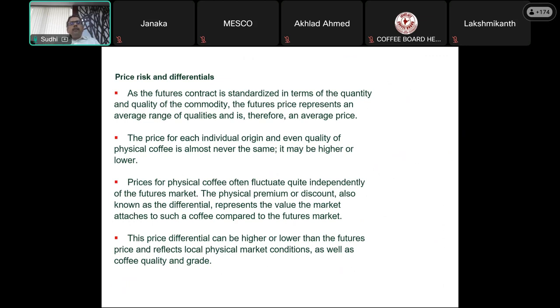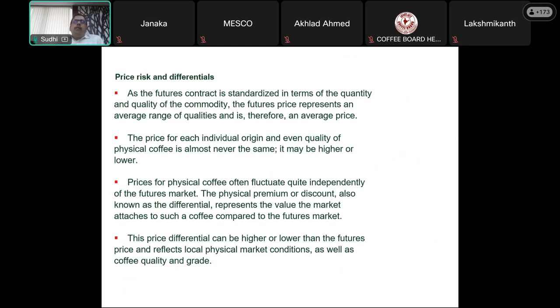So prices for physical coffee often fluctuate quite independently of the futures market. The physical premium or discount, also known as a differential, represents the value the market attaches to such coffee compared to the futures market.